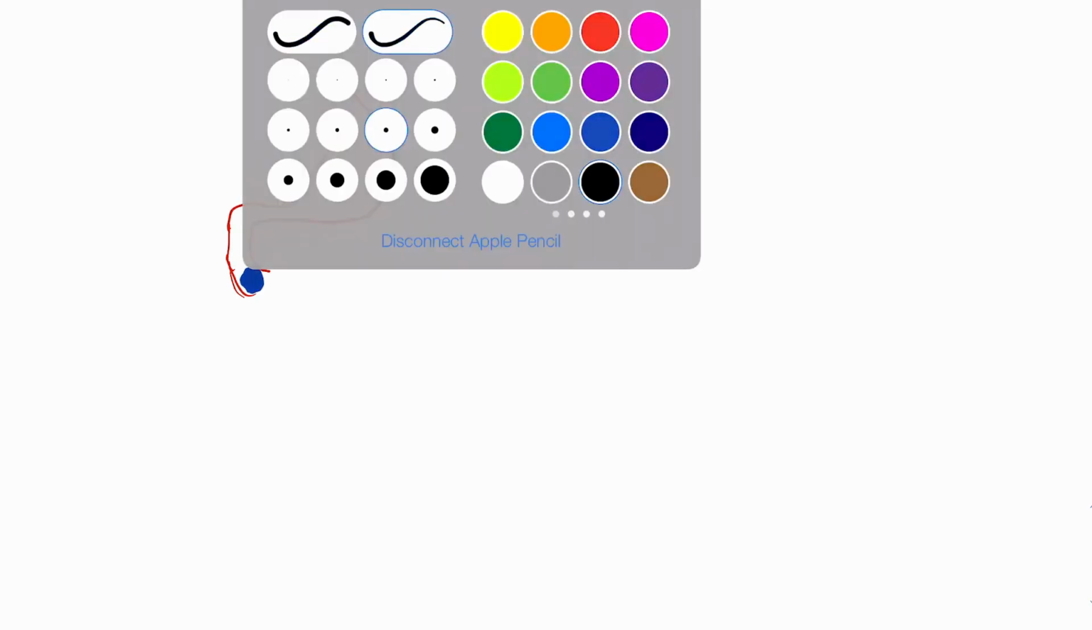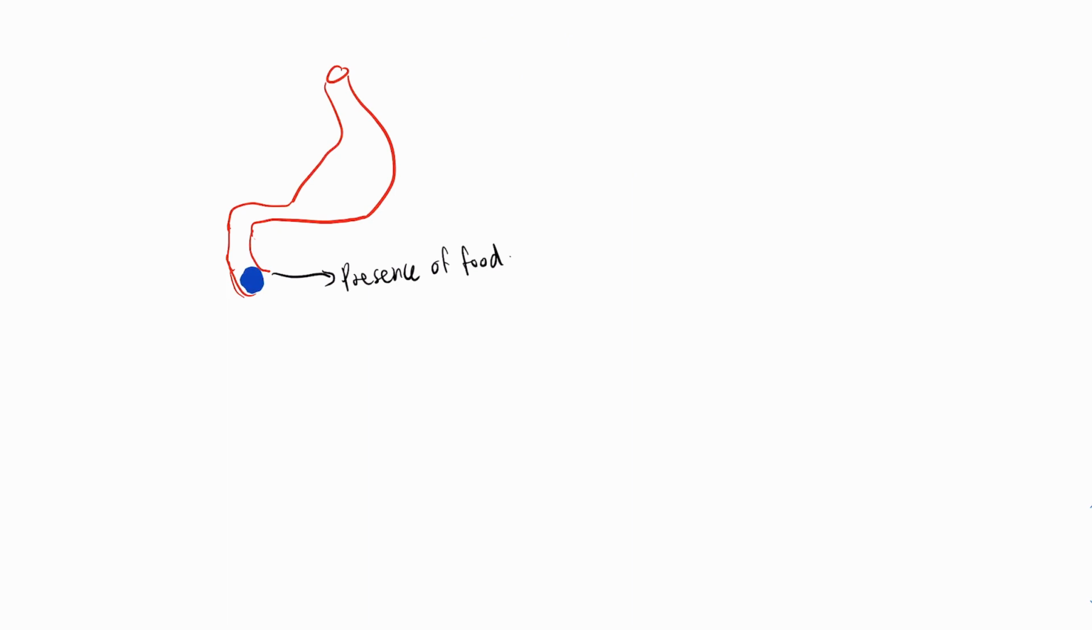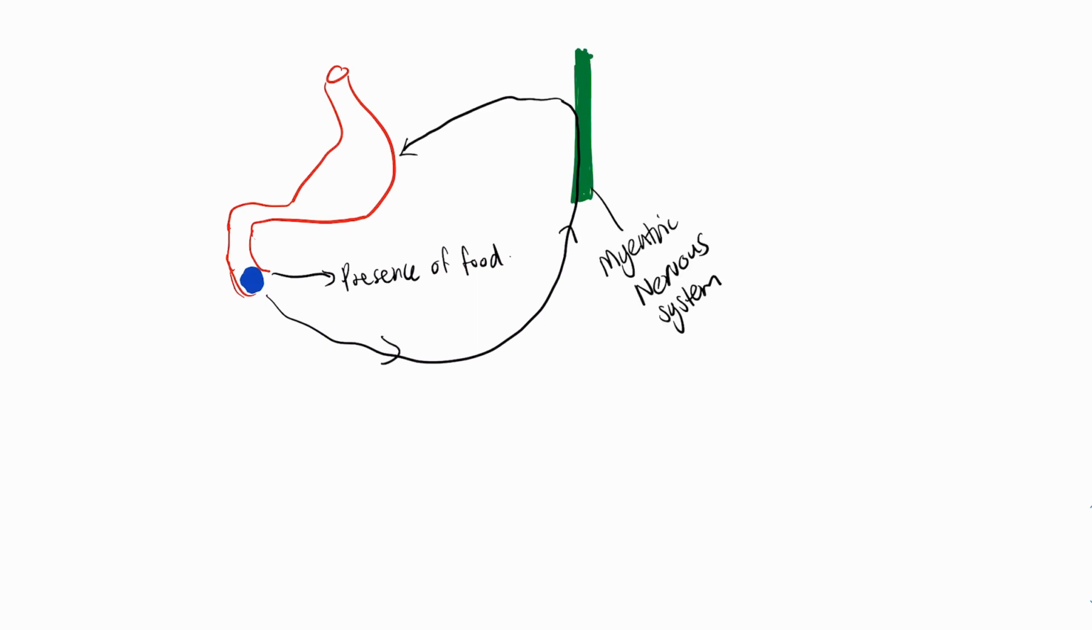The reverse enterogastric reflex is initiated by the presence of food in the small intestine. This distends the small bowel, which sends an impulse via the myenteric nervous system and vagus nerve, which inhibits acid secretion in the body of the stomach.